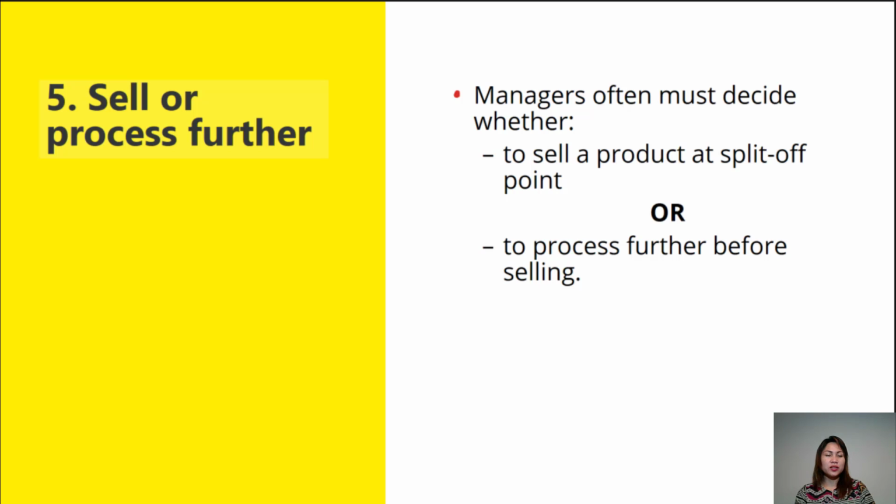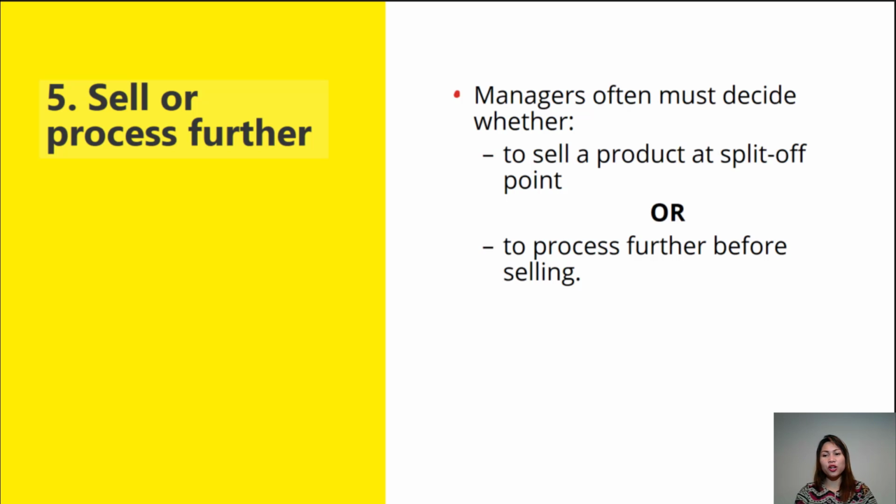This type is whether you sell the product or process it further. Some industries simultaneously produce a group of products through a single process. If in the process of making one product, one or more other products or services are created, these are called joint products. Well, in this type of situation, managers often must decide whether to sell a product at the split-off point or to process it further before selling to the market.